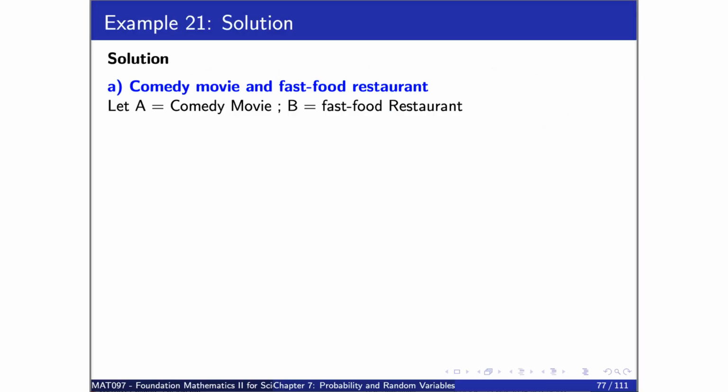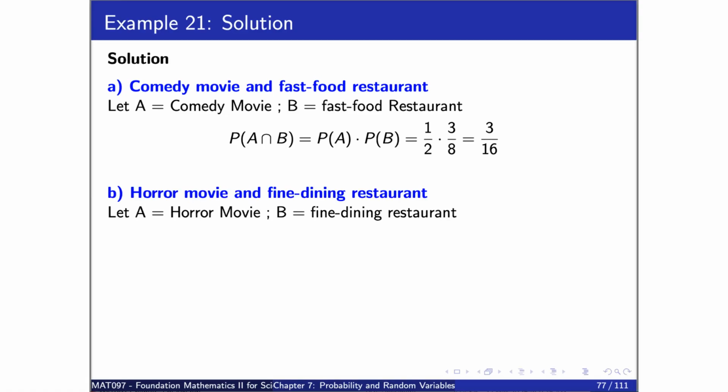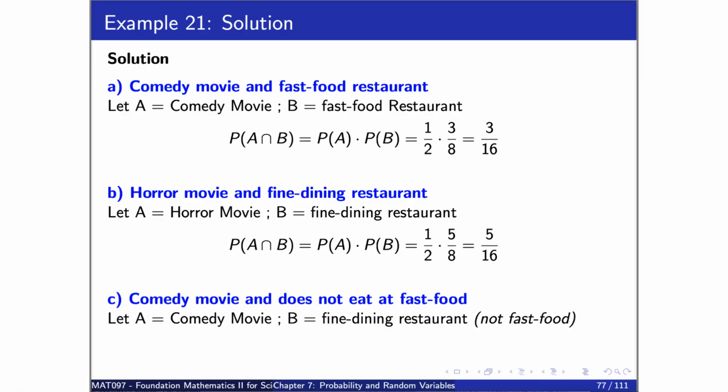Alright, let's see how you did. If we want the probability that he watches a comedy and eats fast food, we simply multiply 1/2 by 3/8 to get 3/16. For a horror movie and fine dining, we multiply 1/2 by 5/8, giving us 5/16. And finally, for a comedy movie and not fast food, we multiply the comedy probability, 1/2, by the fine dining probability, 5/8, which again equals 5/16.